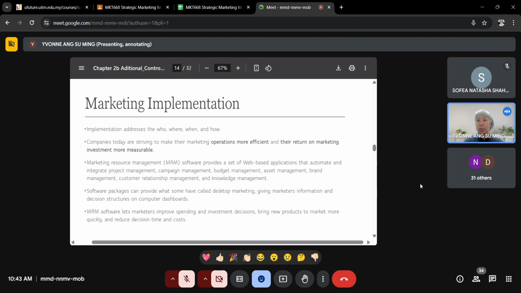That means whoever is in charge of the department has to choose the right software for that organization. Okay, and specifically for marketing departments, they would have this thing called marketing resource management. So marketing resource management would be any and all the software that allows them to manage their entire project management, campaign management, budget, asset, and so on and so forth.